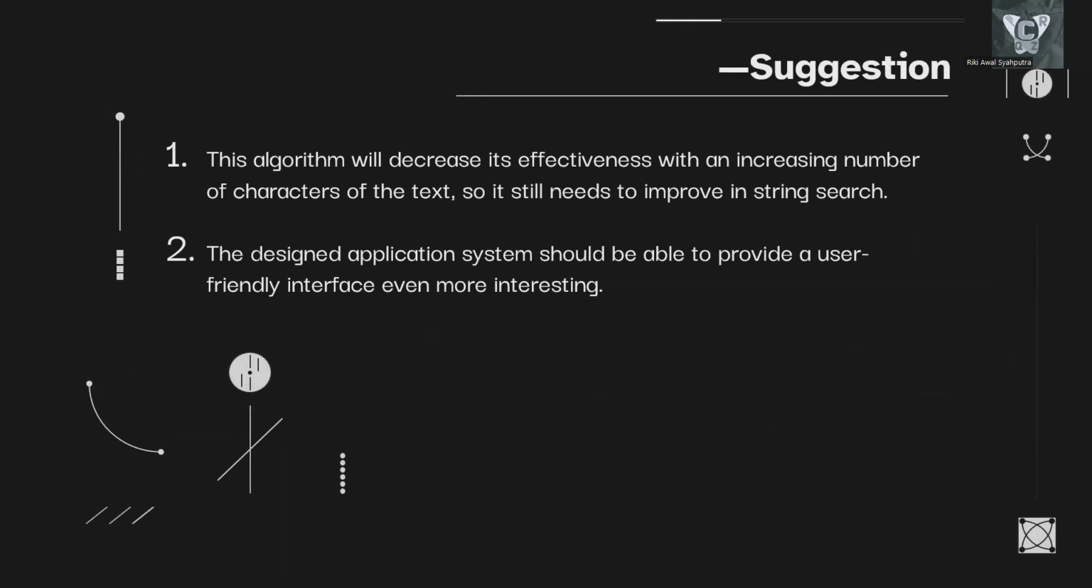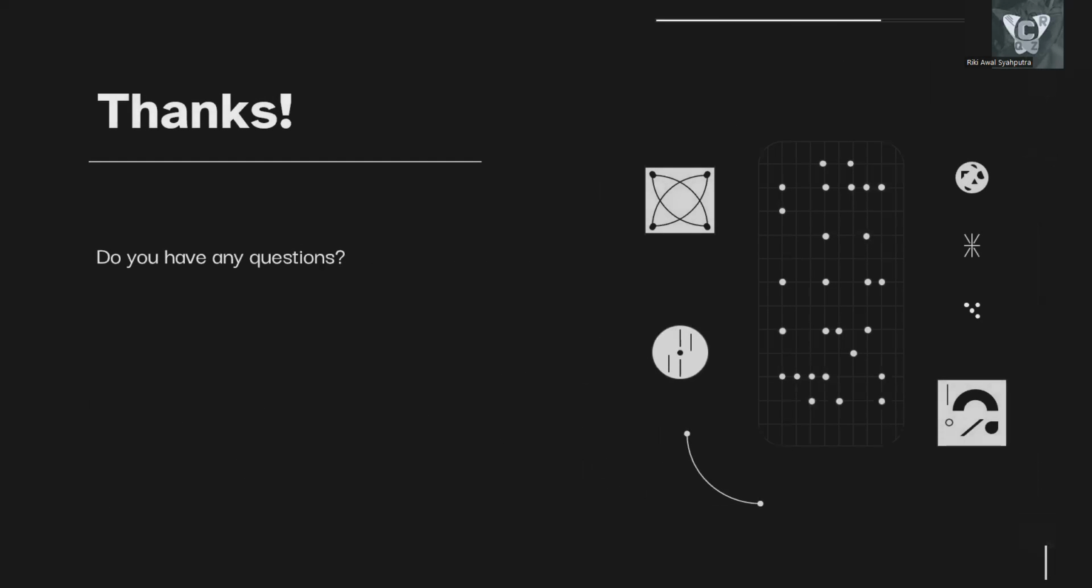And the suggestion from the writer for this algorithm is, first, that this algorithm will decrease in effectiveness with an increase in the number of characters of the text. So it still needs improvement in string search with several improvements. And the second suggestion is that the application system design should be able to provide a user-friendly interface, even more interesting, because the Rabin-Karp algorithm is based on the basic implementation. Okay, and that's all from us.